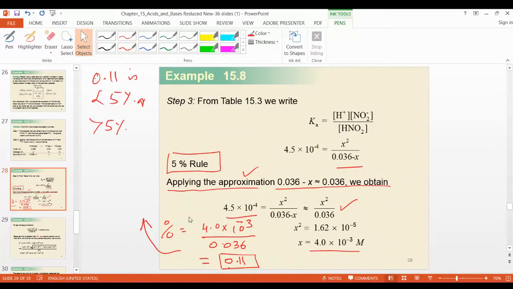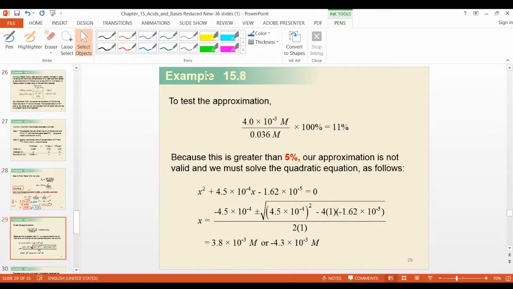Because you are calculating a percentage, this is multiplied by 100, so you will get 11%. This 11% is greater than 5%, so our approximation is not correct. It is wrong, and that is why it is written here: greater than 5%, so our approximation is not valid. So we must solve the quadratic equation. We have to write again the same method, and we will not remove x.